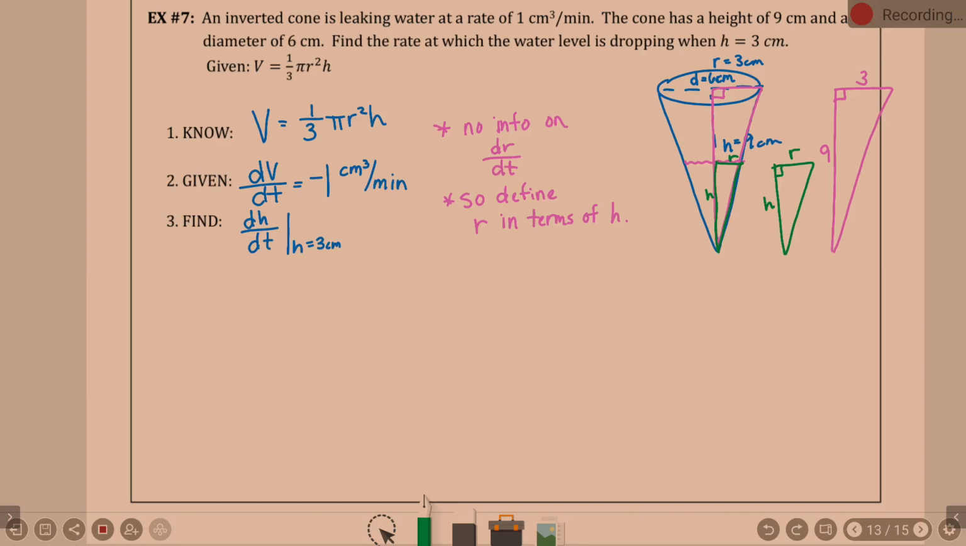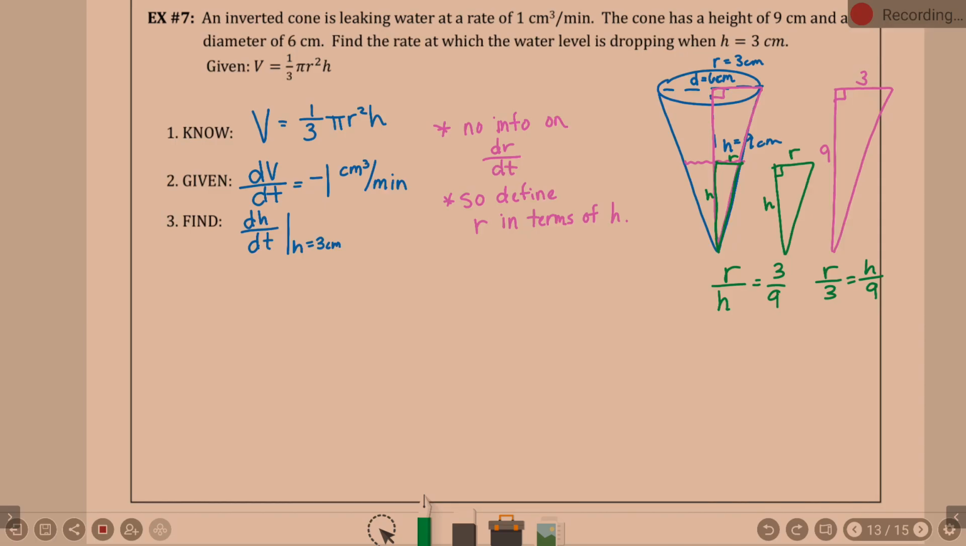Now, I don't know which way you guys remember setting this up. I'm going to throw a couple out at you. I could say R over H is equal to 3 over 9. Or I could say R over 3 is equal to H over 9. So we could say the radius over height of the small triangle is equivalent to the radius over height of the big triangle. Or you could go radius of the small to radius of the big, height of the small to height of the big. Lots of different ways we could do this, right?